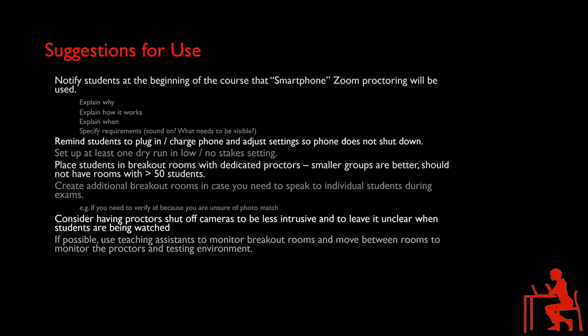I also suggest that instructors remind students to plug in and charge their phone and adjust settings so that the phone doesn't shut down in the middle of the session. I think it's also important that instructors set up at least one dry run in a very low stakes or no stakes setting so that students become familiar with the process, so they're not stressed out too much when they have to use this approach in medium or high stakes settings. Ideally, the smaller the group, the better, but probably the upper limit of the number of students that could be proctored at one time by one person is probably about 50 students.